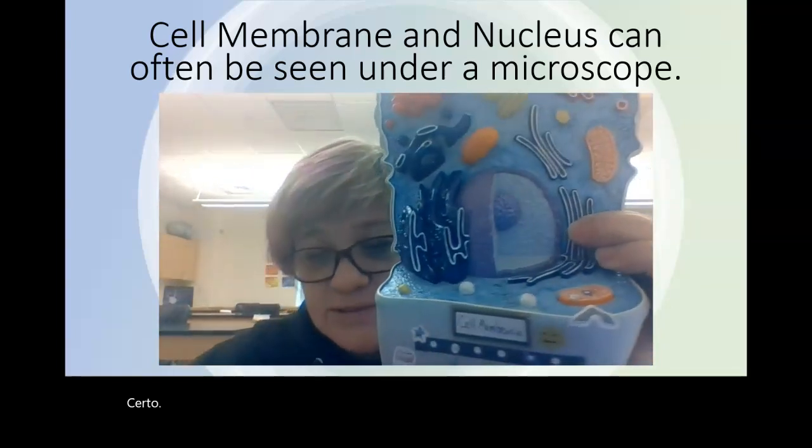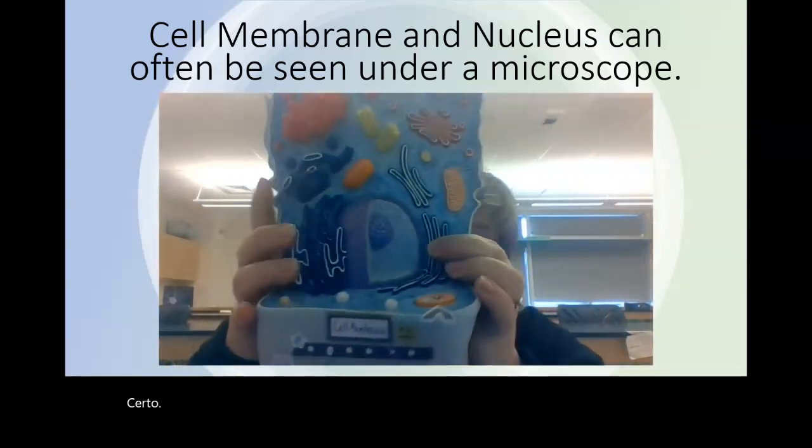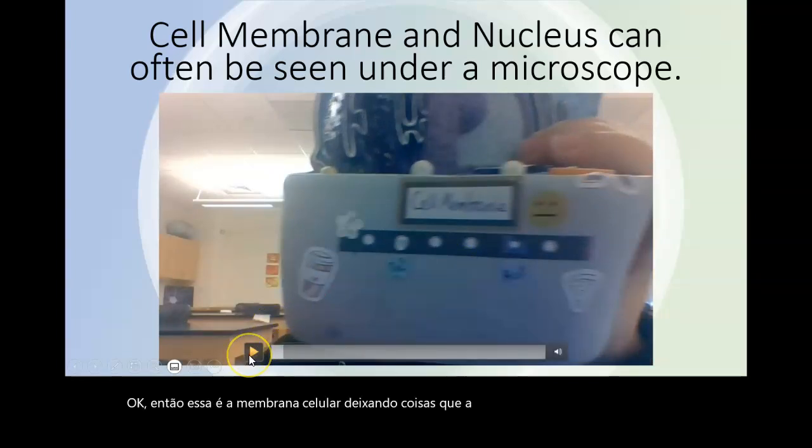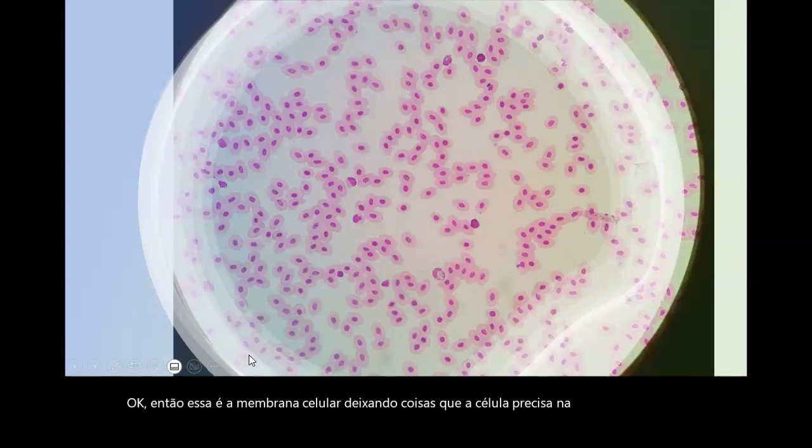Well, what do we do once we're in the cell? Woohoo, party. Okay, so that's the cell membrane, letting things that the cell needs into the cell. Need to know it again.